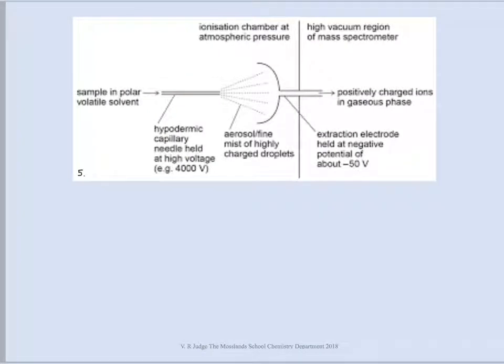Now this is your second type of ionisation, second method of producing the 1+ ions. And this type of ionisation is called electrospray ionisation.